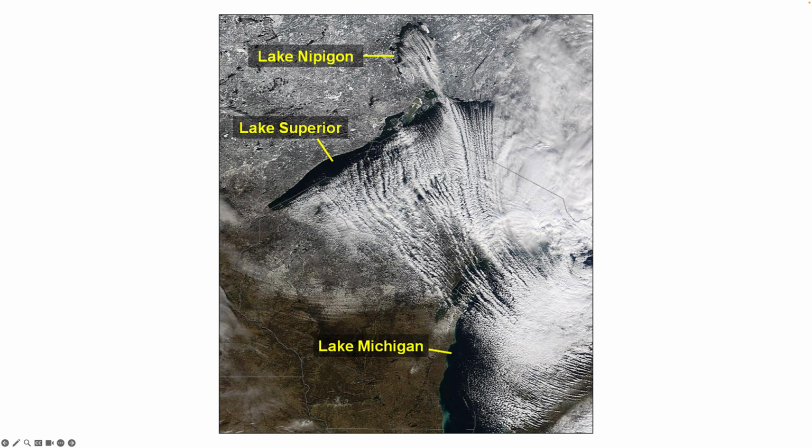So here's Lake Nipigon, Lake Superior, and Lake Michigan is down here. You can see the Lake Superior lake effect begins to wane as you move further away from the lake, and then it recharges as soon as it crosses Lake Michigan.